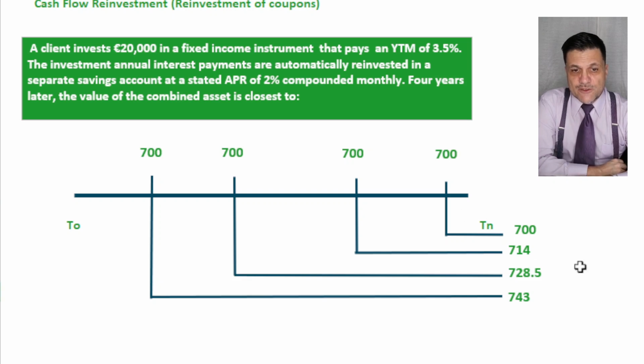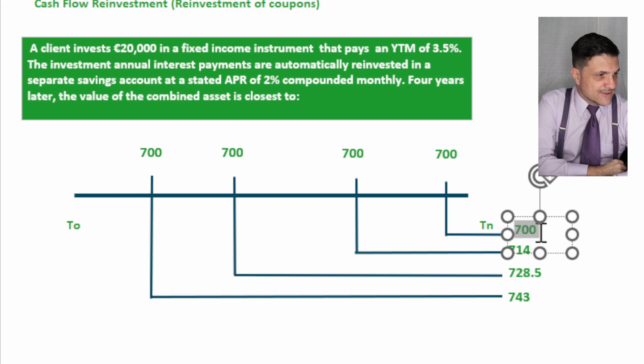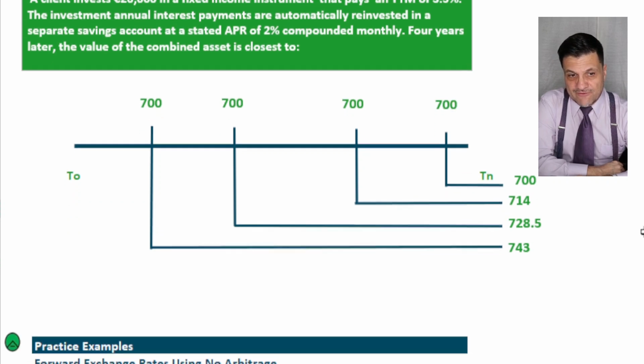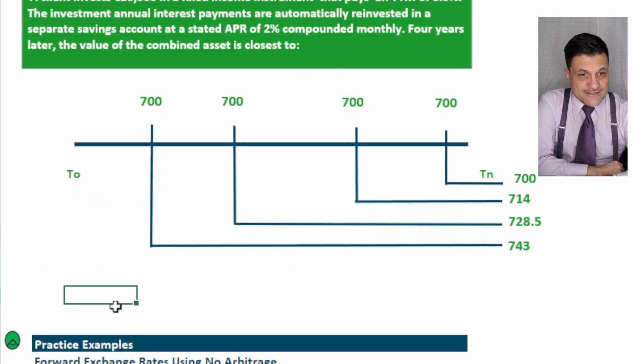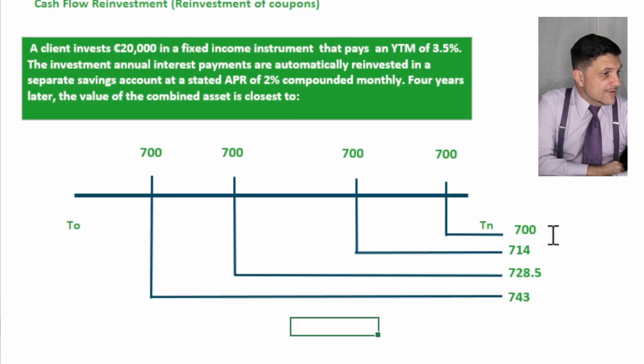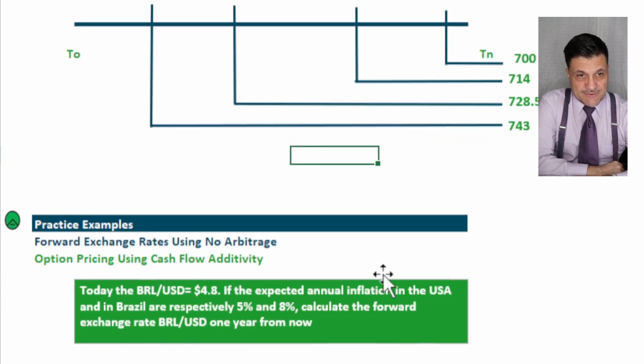So how much money do I have in the end? I just need to add, look, 700 plus 714 plus 728, 743. 743 is the 700 earned for 3 years, and the 700 alone here is the last one I received and I didn't have time to invest. Then you add all of those and you get the total. Now, those are only the coupons invested. It does not include that 20,000 up there.